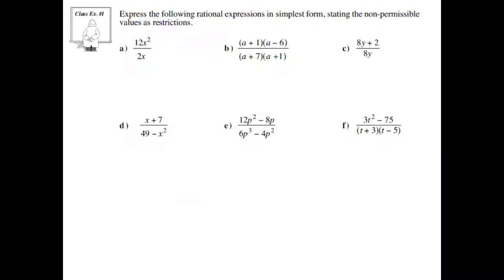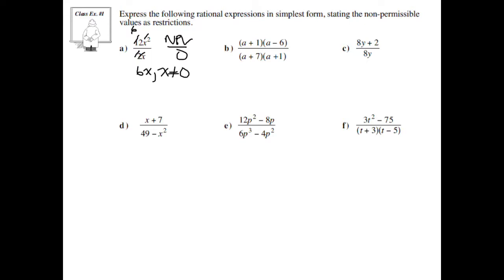To determine the non-permissible values for each of these expressions, we do need to have the denominator in its fully factored form first. With a, the denominator is already in its fully factored form. Our non-permissible value for a is 0. Now, 2 will go into 12 6 times, and x will go into x squared 1 time. So when I simplify it, I've got 6x is my simplest form, where x cannot equal 0.